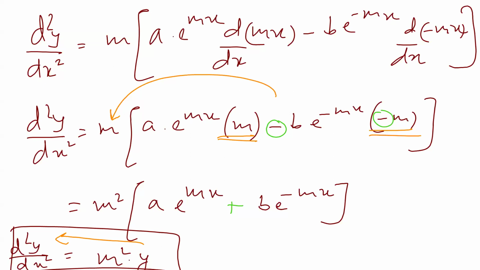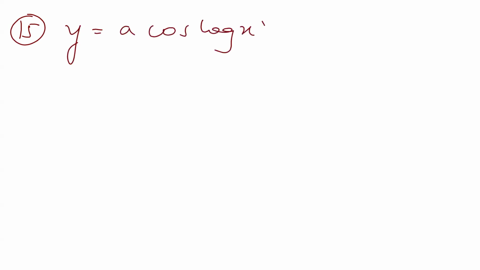Okay, so I'll be starting with question number 15 right now. Yes, let us focus on this particular problem. y is equal to a cos log x plus b sin log x, and we need to prove that x square d square y by dx square plus x dy by dx plus y equals 0.